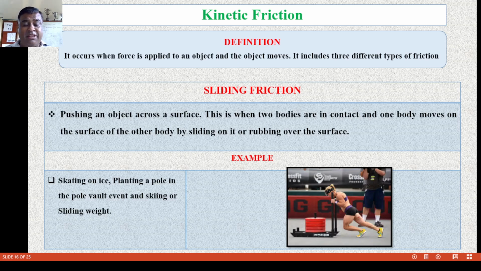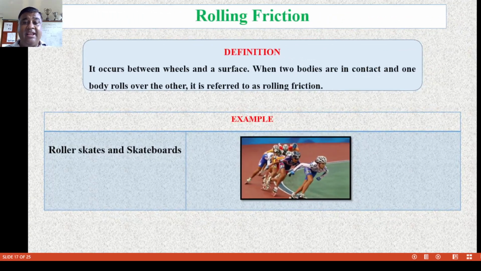There are many examples, but I am showing a few. The first example is skating on ice, then planting a pole in pole vault events, and skiing, or sliding of objects. Now second is rolling friction. It occurs between a wheel and a surface when two bodies are in contact and one body rolls over the other. Examples are roller skaters and skate boards.